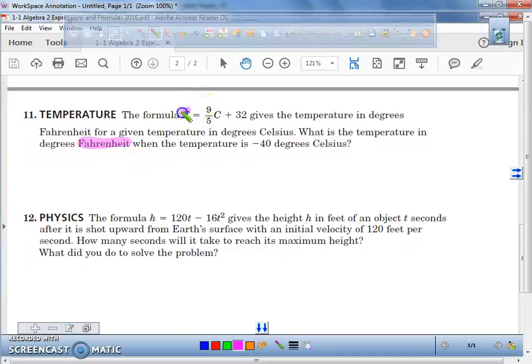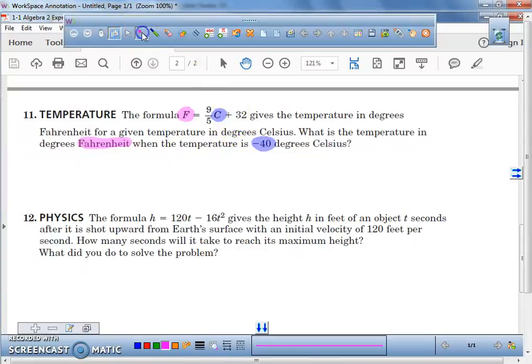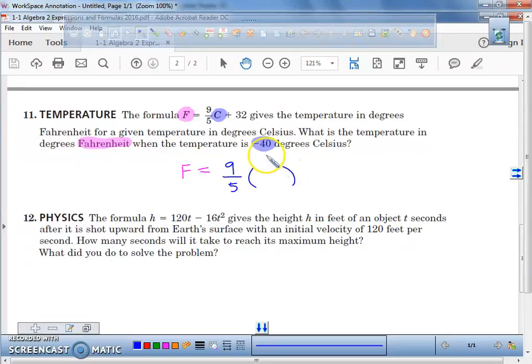So basically, what is that going to be if and only if we have negative 40 degrees Celsius. So what you could have done to figure out the Fahrenheit, you have graphing calculators accessible to you, is you could take 9/5, you would open up the parentheses, and for Celsius, you would plug in that negative 40, and then you'd add 32.